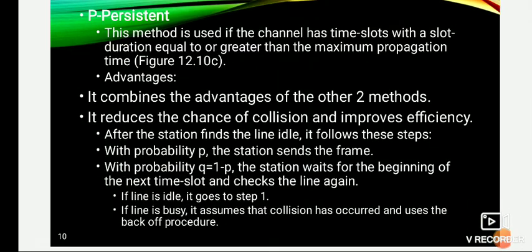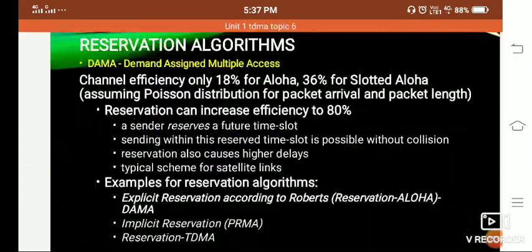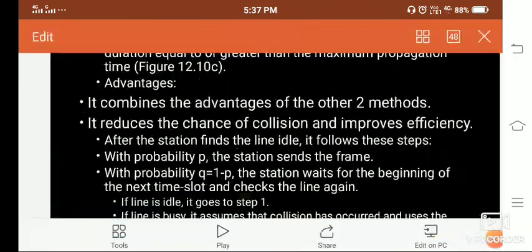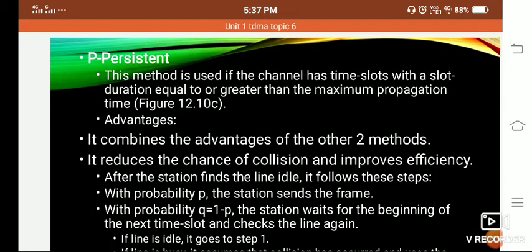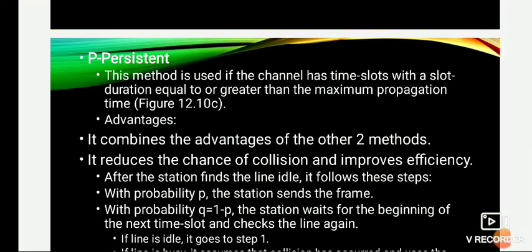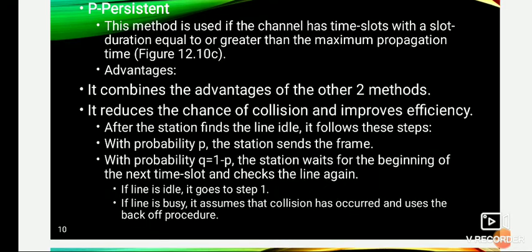Then p-persistent, that is the third diagram here. This method is used if the channel has time slots with a slot duration equal to or greater than the maximum propagation time. So it has some advantages. It combines the advantages of the other two methods. It reduces the chance of collision and improves efficiency.